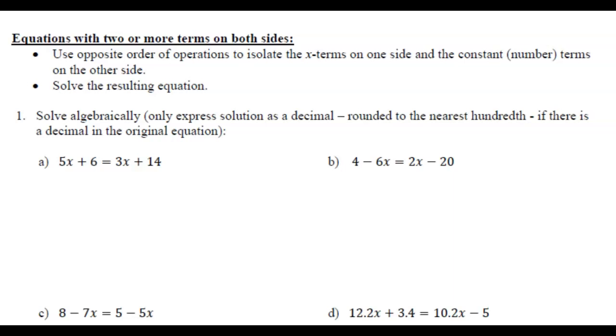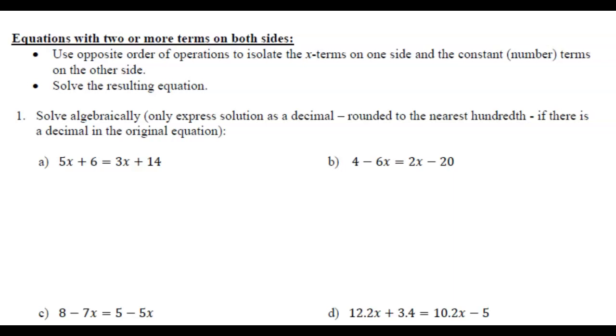Okay, so I have directions there in case you want to read through that on your own. So for two or more terms on both sides, use the opposite of order of operations to isolate the x terms on one side and the constant term on the other, and then solve the equation. Just a reminder in question one, or all of these, only express a decimal if there's a decimal in the original question. Otherwise, it's fraction form, reduced to lowest terms, if needed.